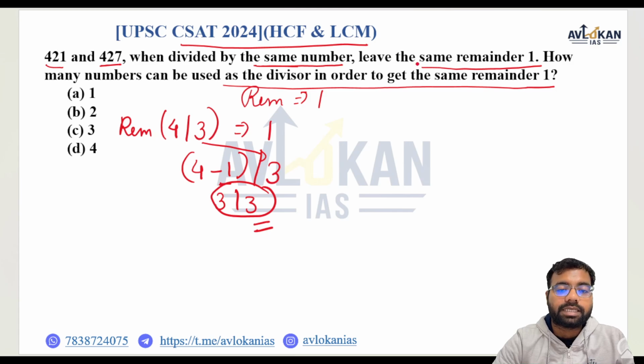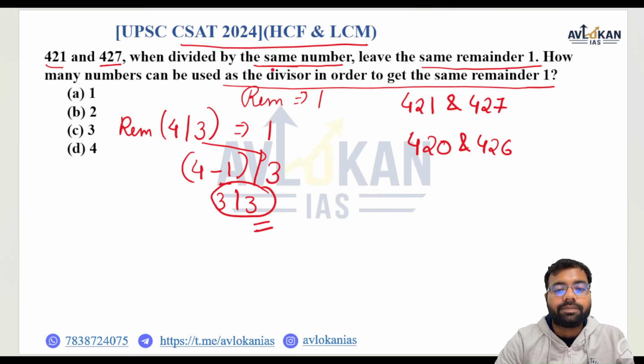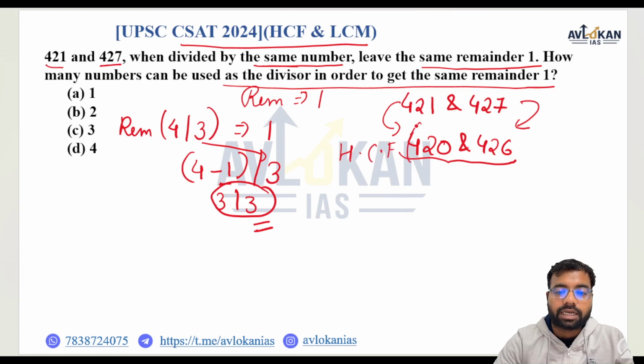Similarly, if 421 and 427, when divided by a number, leave the remainder 1, that means that number completely divides 420 and 426. यही तो पता चला ना, जैसे यहाँ पे हमने 1 सब्ट्रैक्ट किया दोनों में से, तो वैसे ही हमने 421 से 1 सब्ट्रैक्ट किया तो 420, 427 से 1 सब्ट्रैक्ट किया तो 426. Now the number that completely divides both of these can be found using HCF. So this is our target: we have to find the HCF of 420 and 426.